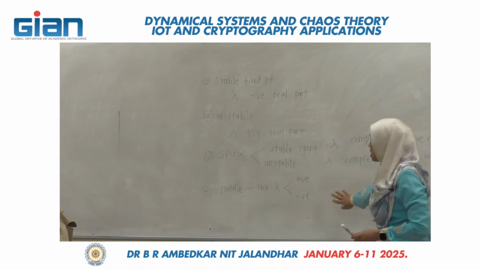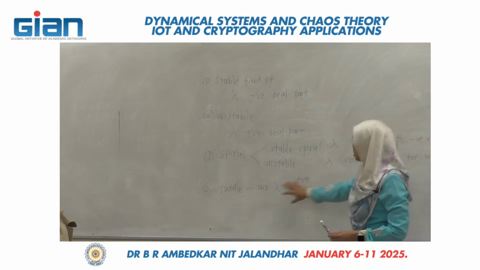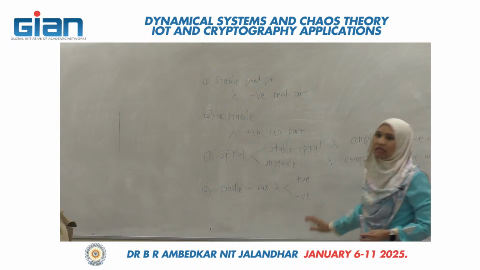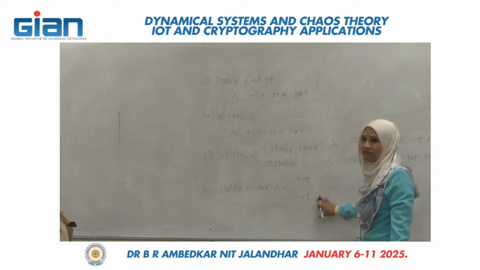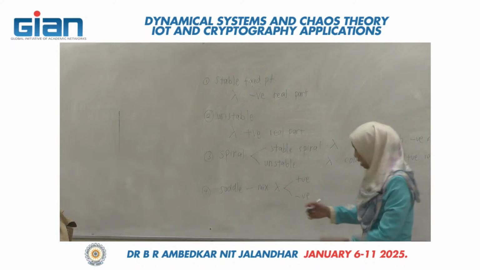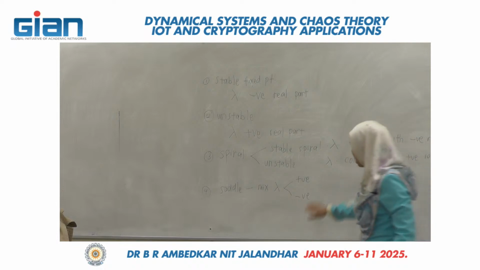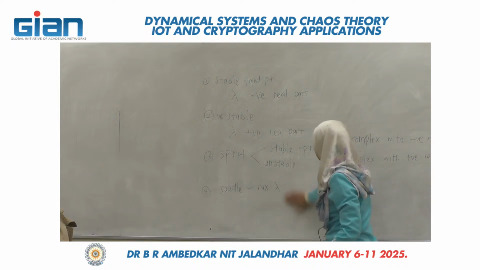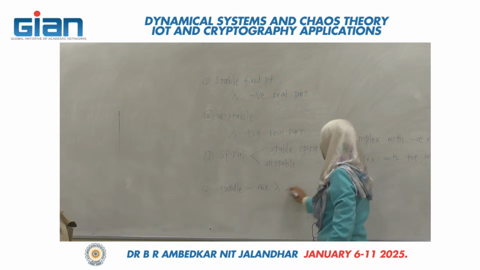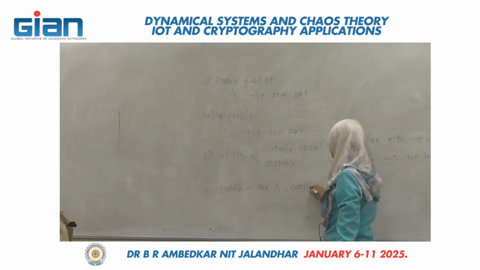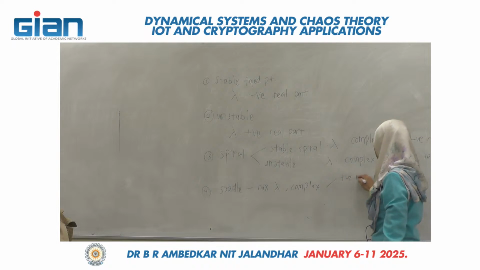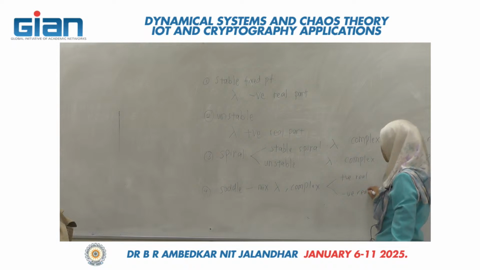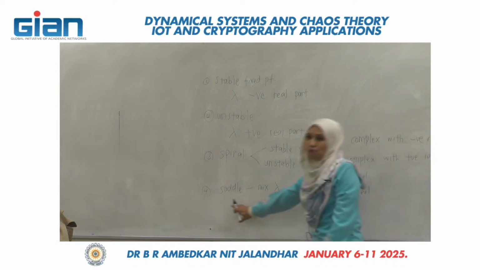So this is actually very important. It will consist of positive and negative real part. Complex, I missed complex, right? It means eigenvalues should be complex, and it consists of positive real and negative real parts. So this is the saddle point.